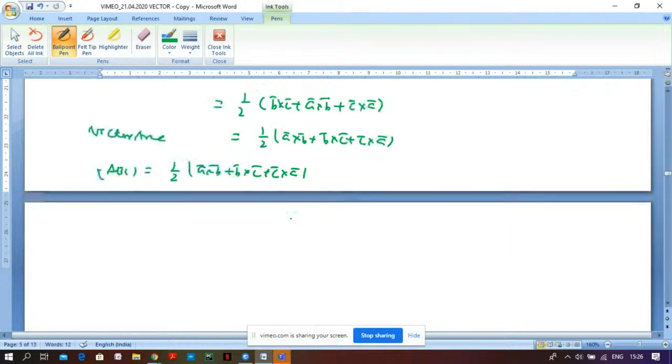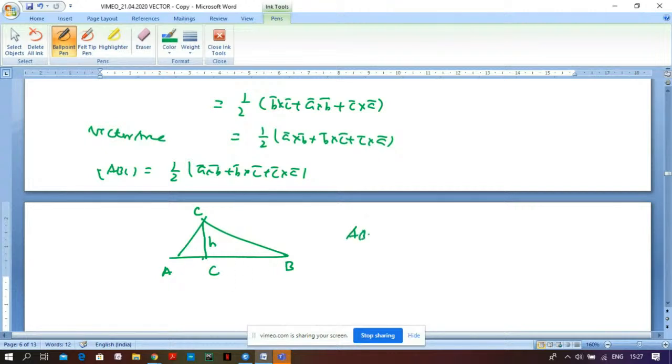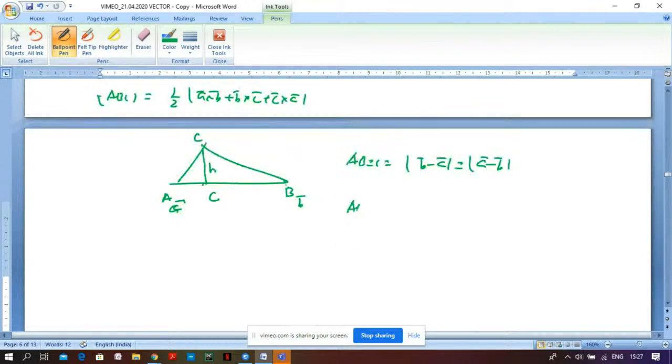Now we are done. The moment you see this problem, you know that this triangle ABC is there. So let's write it as C, A, and B. Let the height be H. AB is also the distance between these two points, A and B, so I can write it as the modulus of B minus A or of A minus B, which is the same thing. Now area ABC equals half into H into AB.